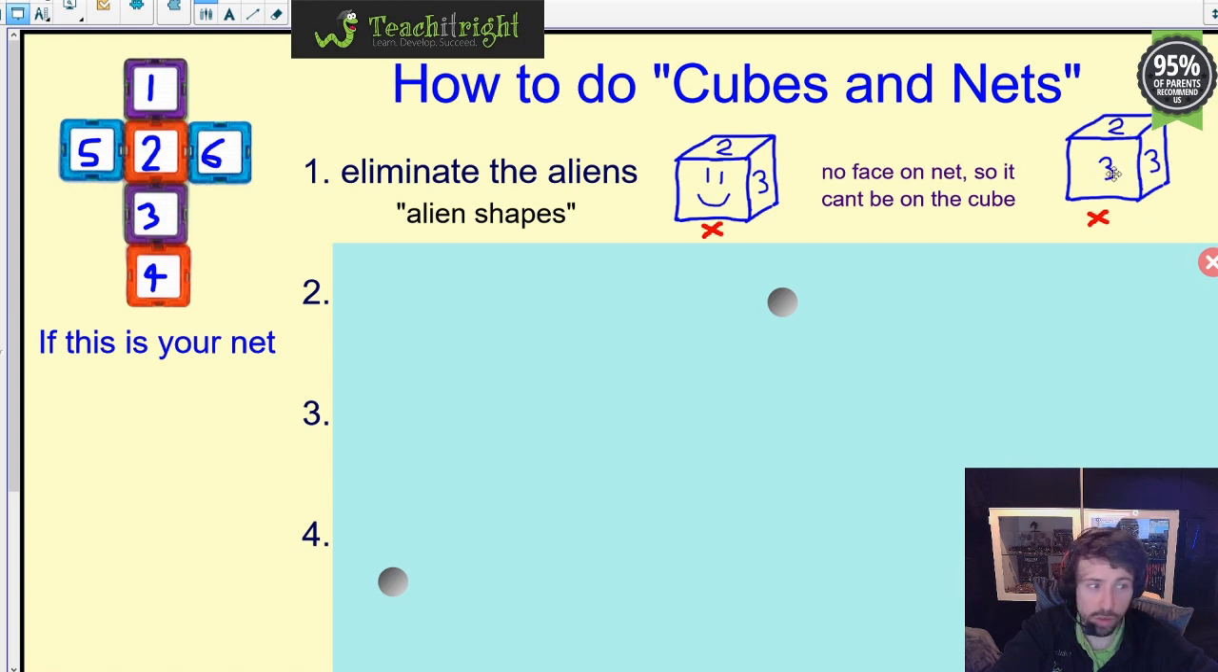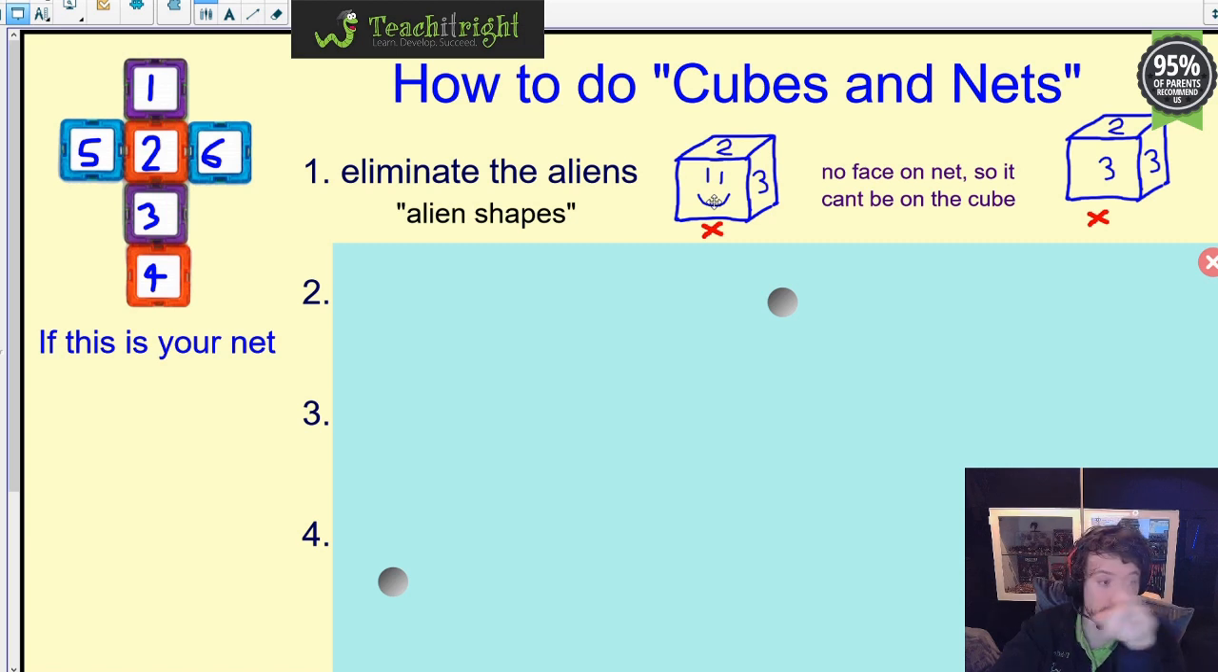You can see that we've got 2 3s here. And although we have a 3 on the net, we don't have 2 of them. It's not possible, no matter what way I fold this, to end up with a duplicate, 2 3s next to each other, nor is it possible to end up with a new shape. So this is the easiest thing to spot, and this is the first thing I suggest you should look through.